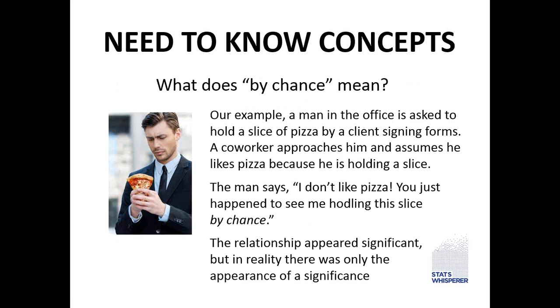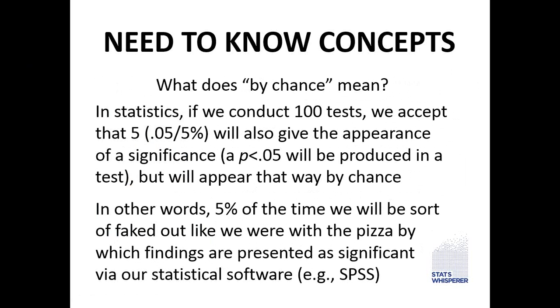It's the same thing in statistics. The relationship appears significant, like it appeared the man likes pizza. There's a significant relationship, but in reality, there was only the appearance of significance. So in statistics, what we're saying is that 5 out of 100 tests are going to look like a significant relationship, in that the software is going to say p is less than 0.05, but that's going to be false, just like the man with the pizza. In other words, the way the pizza faked us out to think there was a significant relationship, every so often, 5 out of 100 times, the software is going to fake us out and give us a significant finding, p less than 0.05, when that finding really doesn't exist. So that's all that by chance really means.